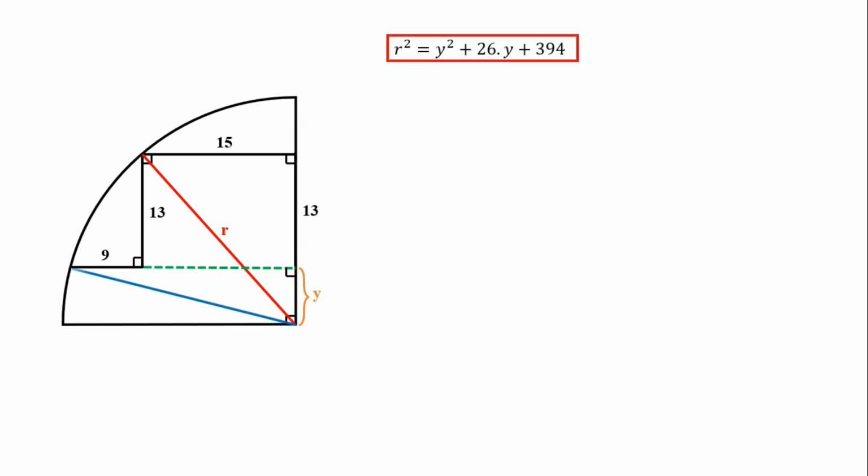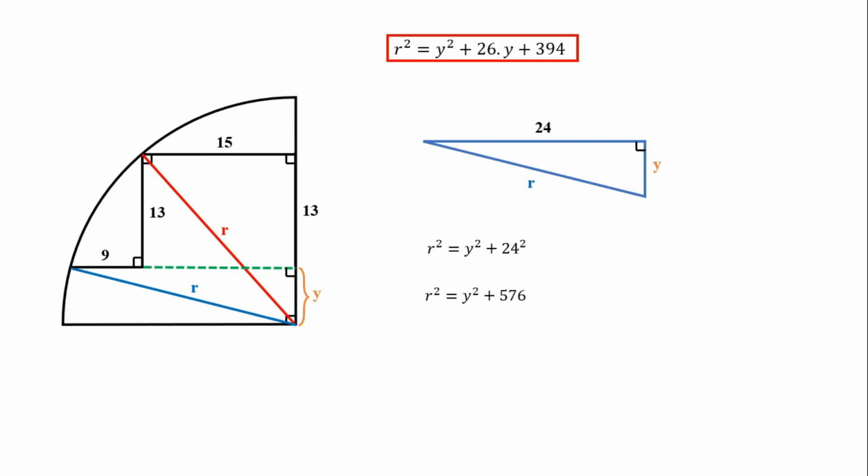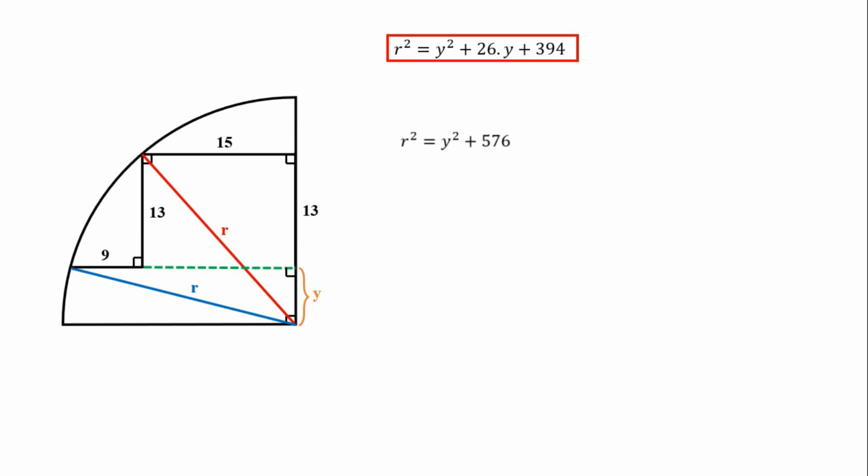Let's connect the center of the circle to this point. This is also a radius, so we get another right triangle. Again, the hypotenuse is r, one leg is y. Now let's find the third side. Notice that it's made of two segments. The left segment is 9, and the right segment is 15. So together, their total length is 24. Applying the Pythagorean theorem again, we get r squared equals y squared plus 24 squared. After simplifying, r squared equals y squared plus 576.